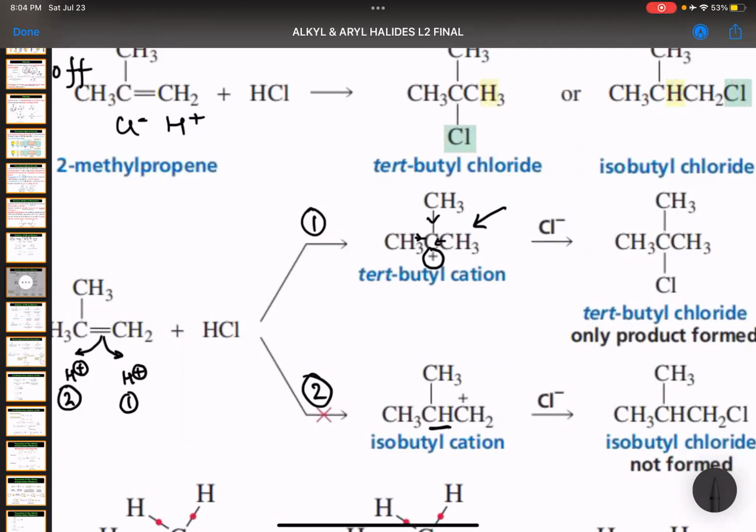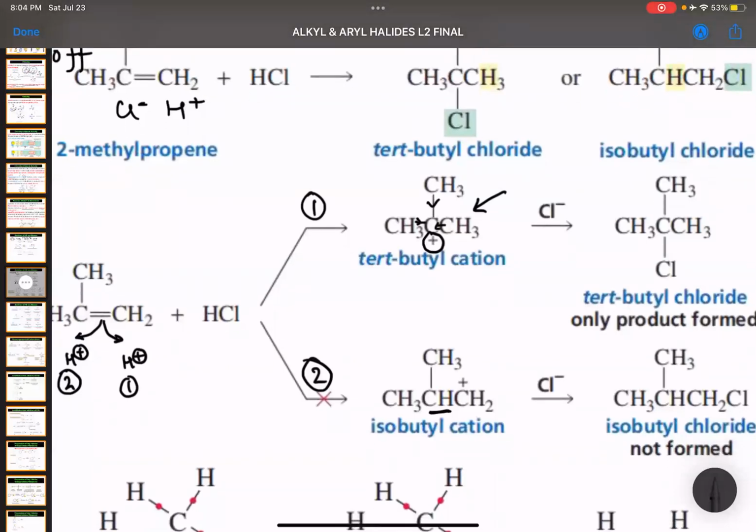Clear? So the actual governing factor is the stability of the plus charge. The H plus will attach itself to the doubly bonded carbon of the alkene such that a more stable plus charge, or carbocation, is formed during the reaction. Out of the two possible carbocations which can form, you are going to choose the pathway which leads to the more stable one.